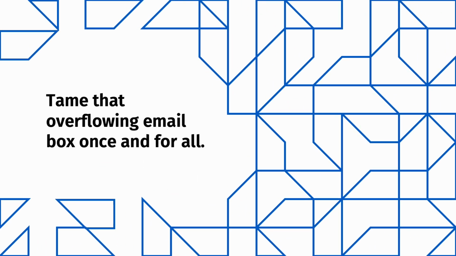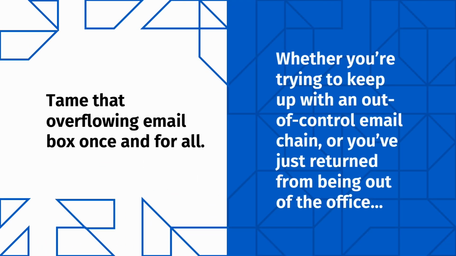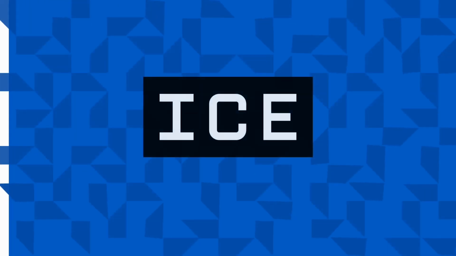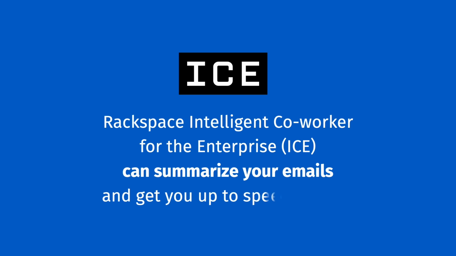Tame that overflowing email inbox once and for all. Whether you're trying to keep up with an out-of-control email chain or you've just returned from being out of the office, Rackspace Intelligent Coworker for the Enterprise, ICE, can summarize your emails and get you up to speed quickly.